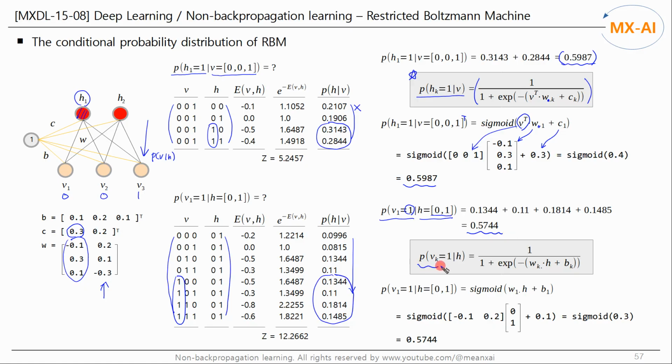This conditional probability can also be calculated using this formula. Here, Wk. represents the kth row vector of the matrix W. W1. is the first row vector of matrix W. And the vector H is 0, 1. And the first element of the bias vector B is 0.1. If we calculate this, we get 0.5744. This is also exactly the same as what we calculated in the table on the left.